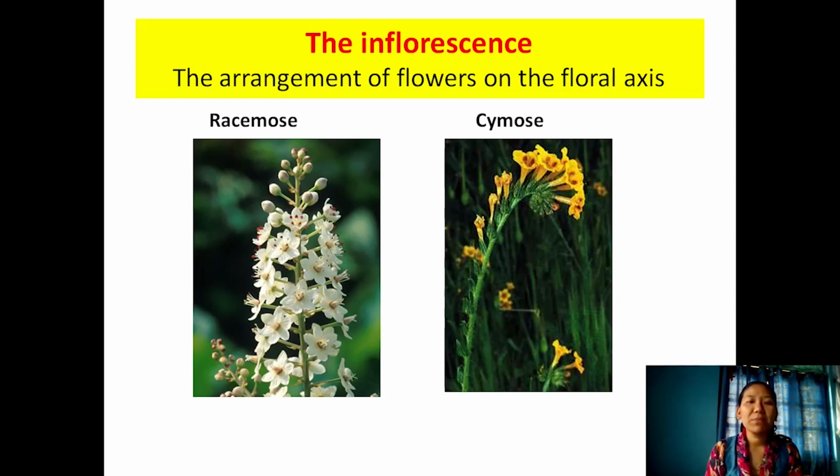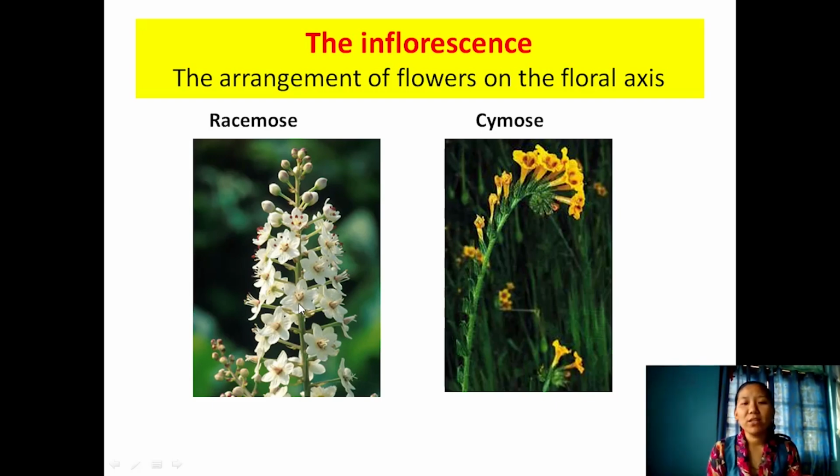So the plant may terminate into a flower, or it may continue to grow. Depending upon that, there are two types of inflorescence, that is racemose and cymose. As you can see in the picture here, in the first case, the flowers are borne laterally, and the apex continues to grow. Such a type of inflorescence we call racemose. So the flower arrangement on this floral axis is acropetal. The young are at the tip and the older ones at the base.